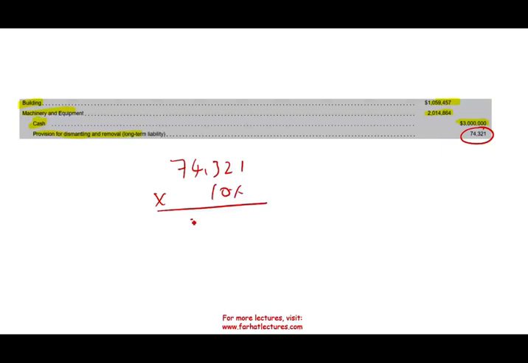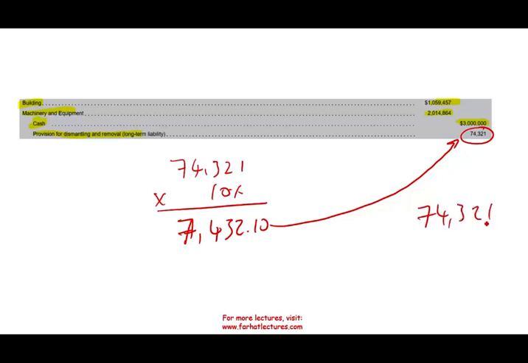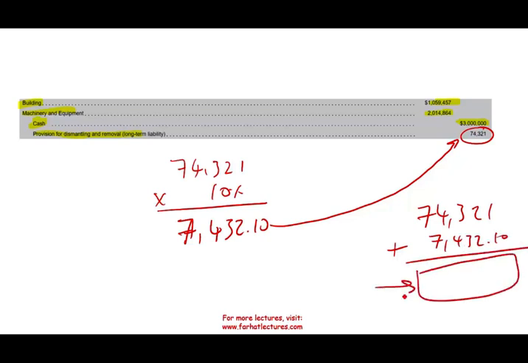And that's $7,432.10. What's going to happen? This amount will be added to the liability and it will be an interest expense. Then the liability for the following year will be this number, which is $74,321 plus $7,432.10. This will be our new liability.